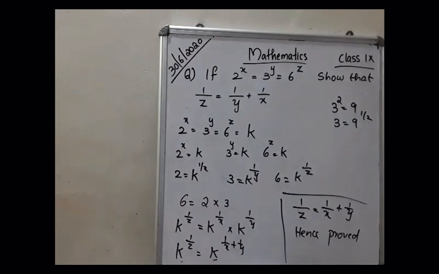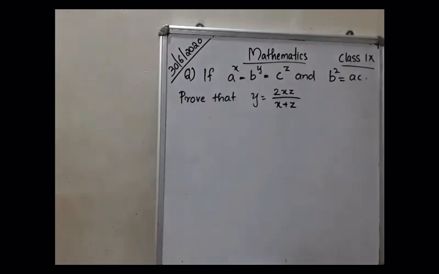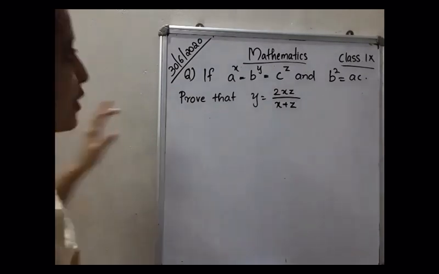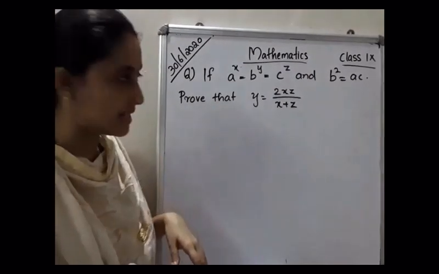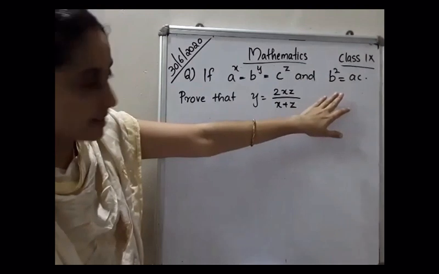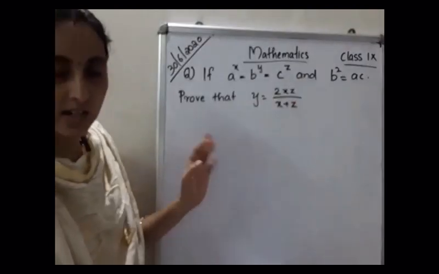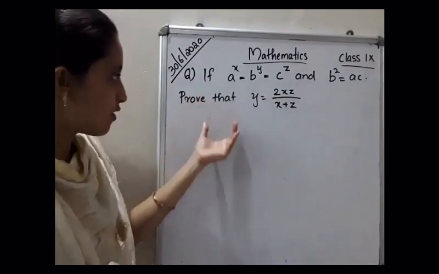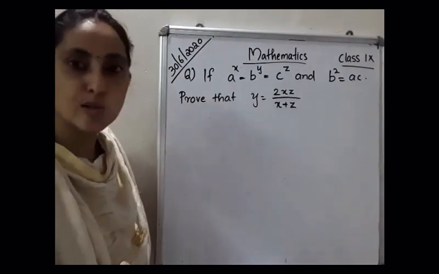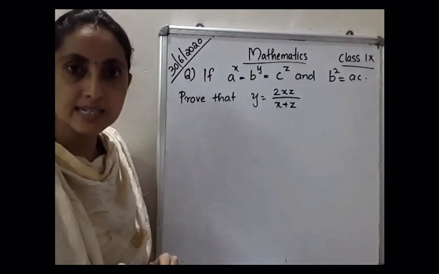Please write down the second question. The next question is, if a raised to x is equal to b raised to y is equal to c raised to z, and one more condition is given, that is b square is equal to a into c. That is the additional condition given in this question. You want to prove that y is equal to 2xz by x plus z.